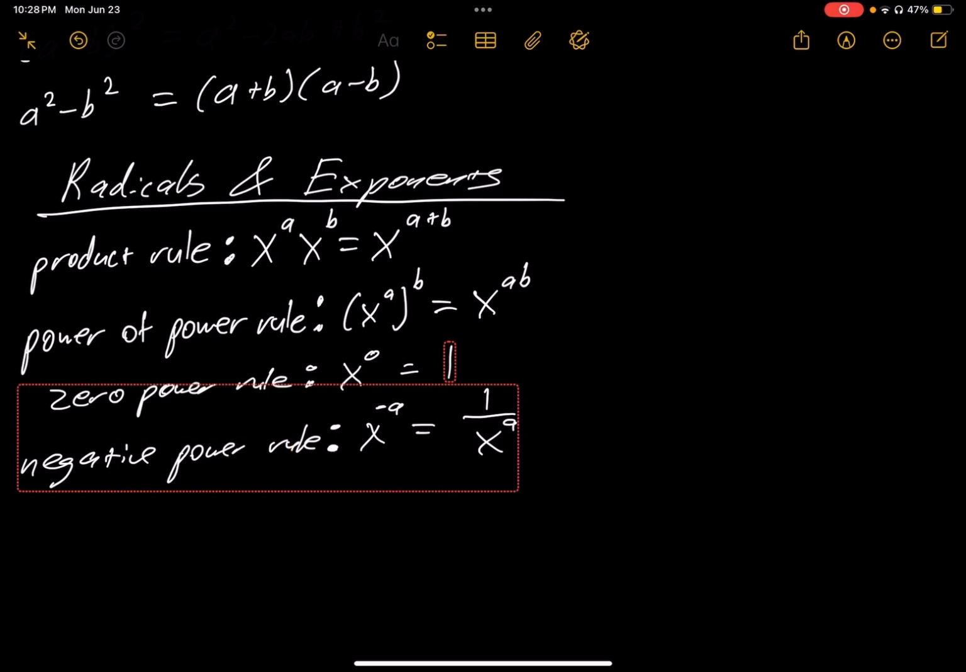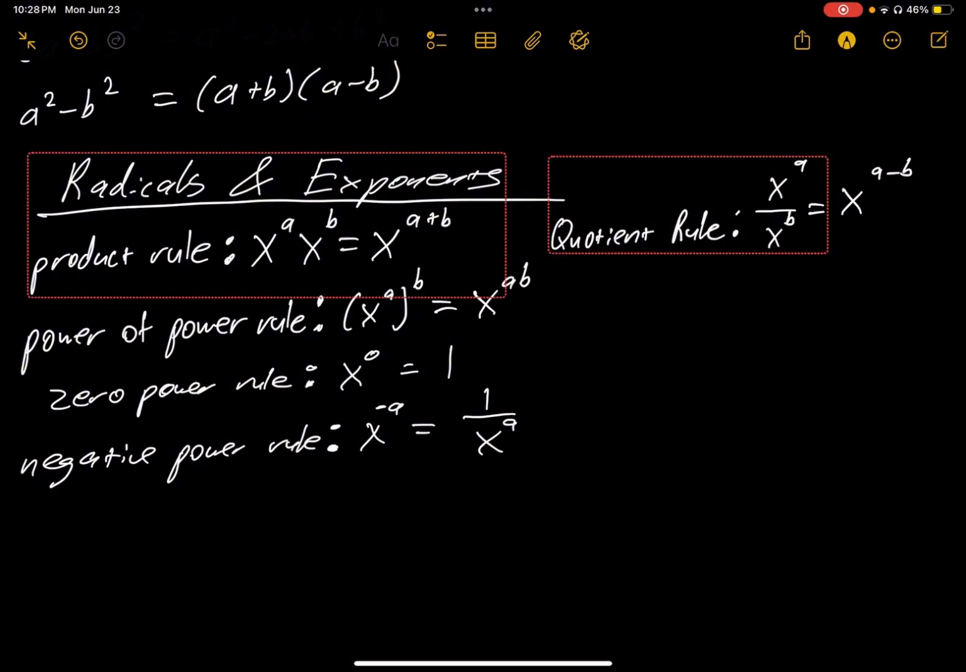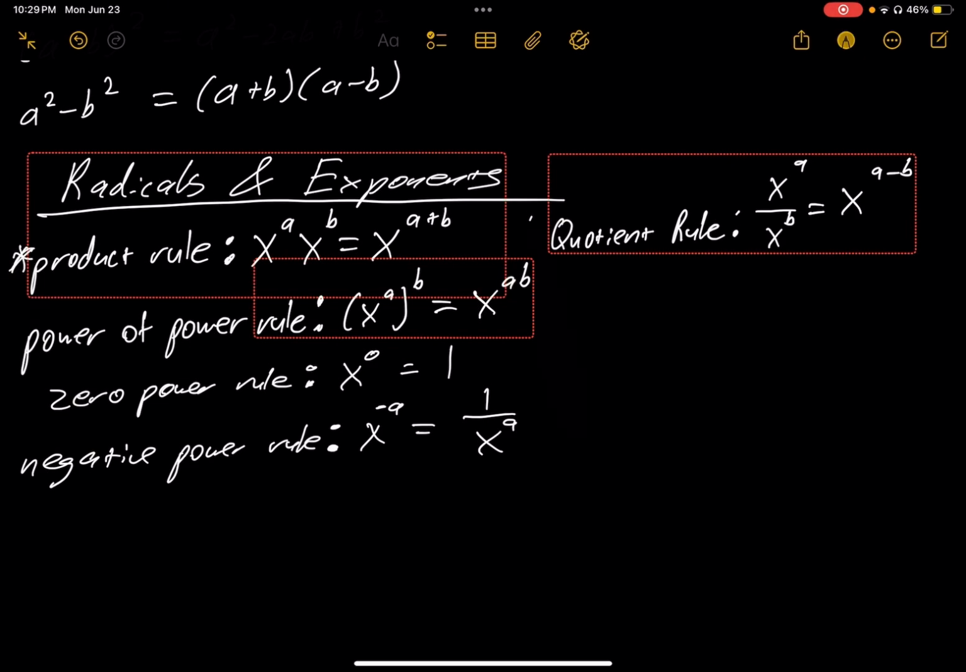And similar to the product rule, I'm going to write this over here. You have the quotient rule, which is when you have x to the a over x to the b, this is going to simplify down to x to the a minus b. So you see how these two are similar over here. I'm going to put an asterisk next to this one and next to this one, since they're the most frequently appearing ones I see on these tests.